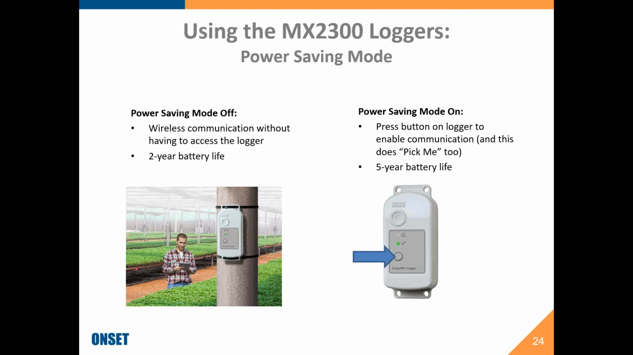On the other hand, if you're looking to have a more extended battery life and you know you're not going to be out to the logger that often, you can turn power saving mode on. And what this means is you have to push the button on the front of the logger to activate the wireless communications. So in this case, you do have to access the logger to push the button, and this will automatically do the pick-me as well. So if you've got a few loggers in the area, this will make that logger visible. Using the power-saving mode, you'll get a 5-year battery life.